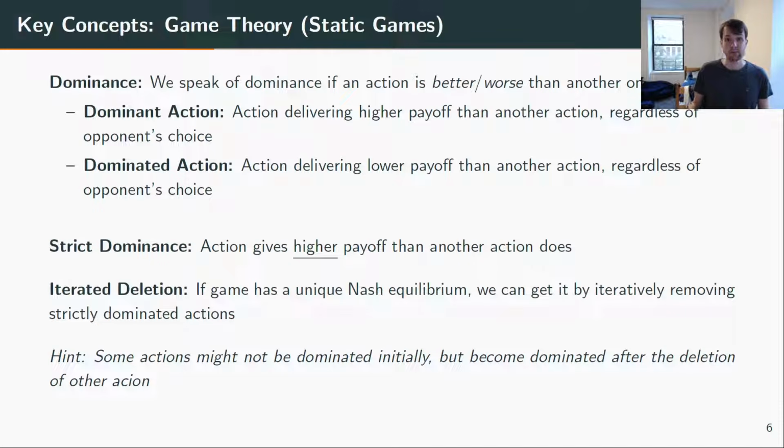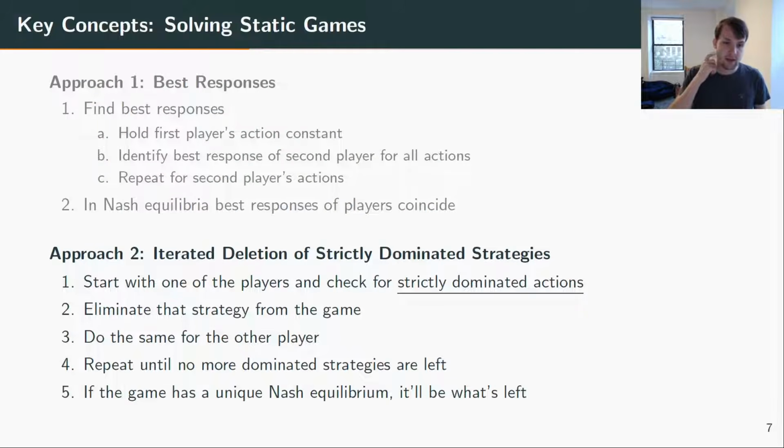And as it happens, quite often actually, some actions might not be dominated initially, but once you have removed one of the player's actions, they become dominated. So you have to really check everything a couple of times to make sure that you haven't missed one of those. As such, we can use iterated deletion of strictly dominated strategies, or IDSDS, in order to find equilibria. That only works if the equilibrium is unique, if there's only one. If there are multiple equilibria, you're not going to find them that way, which is why the best responses approach is generally preferred.